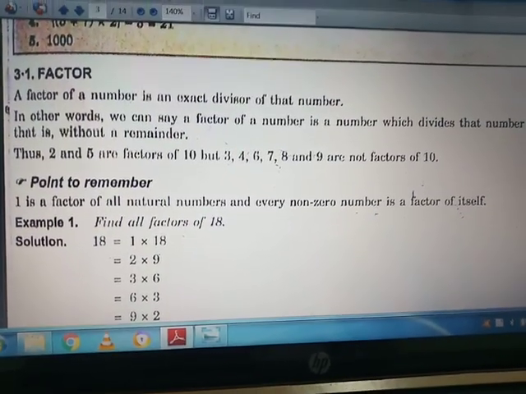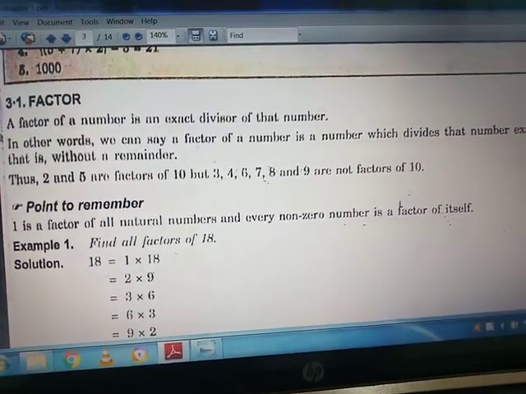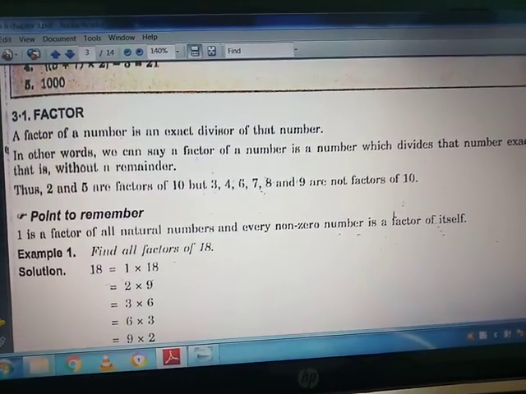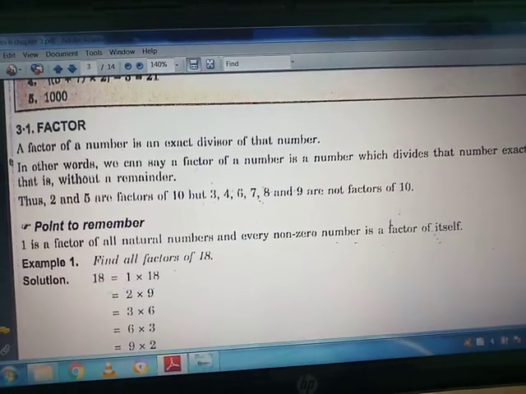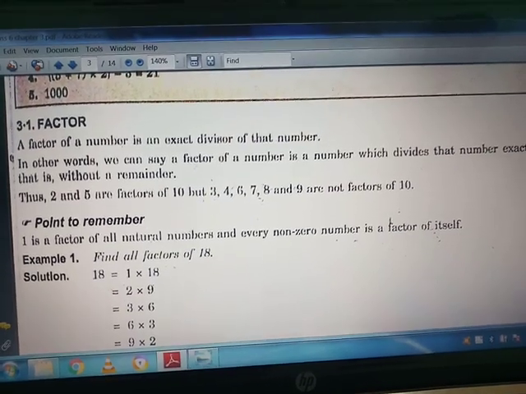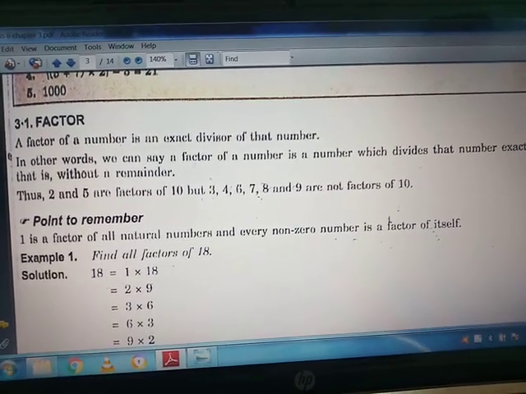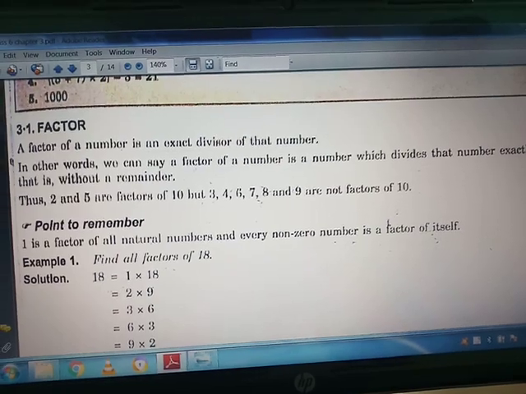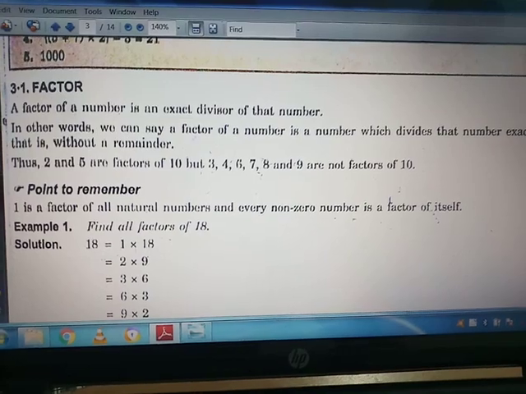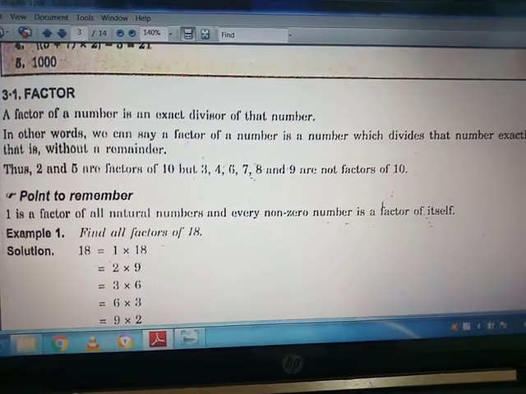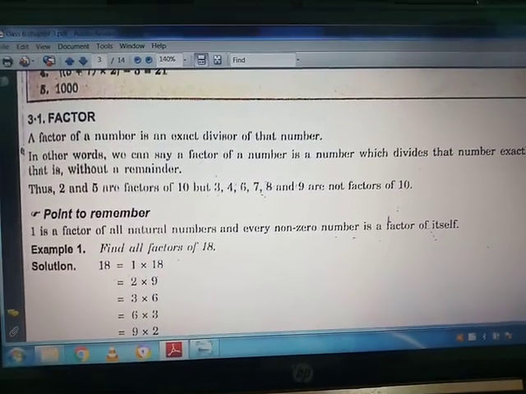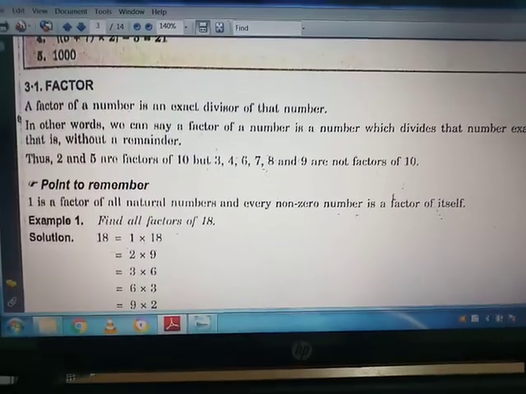Here is another point to remember: 1 is a factor of all natural numbers and every non-zero number is a factor of itself. Yes, 1 and the number itself are factors of each and every natural number. One can divide any number, so 1 will be a factor of all numbers, and that particular number will be a factor of itself. So these two will be factors in every condition.